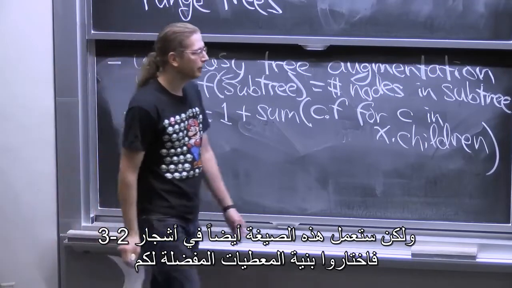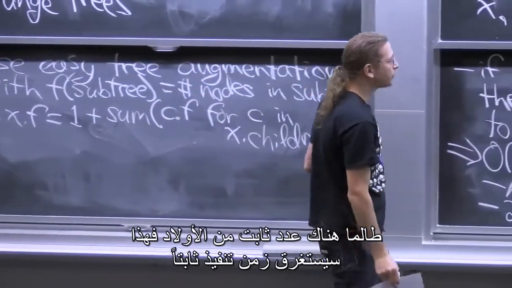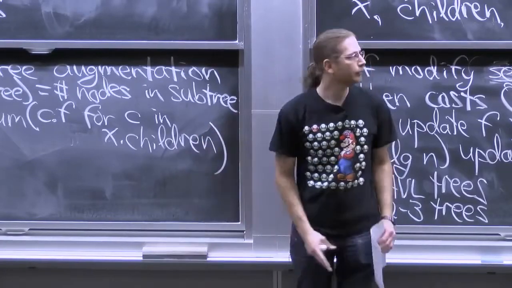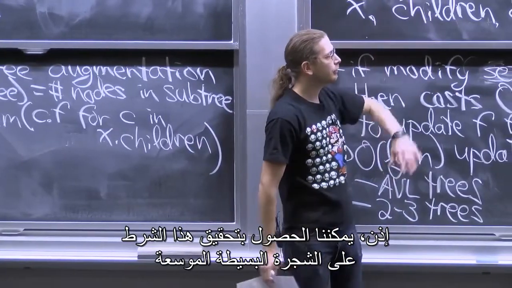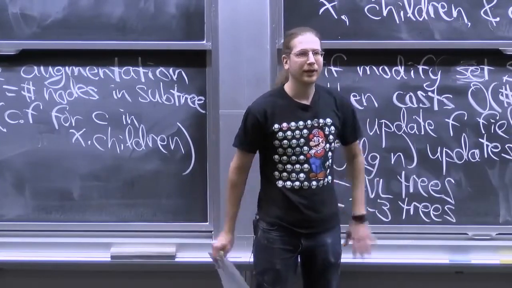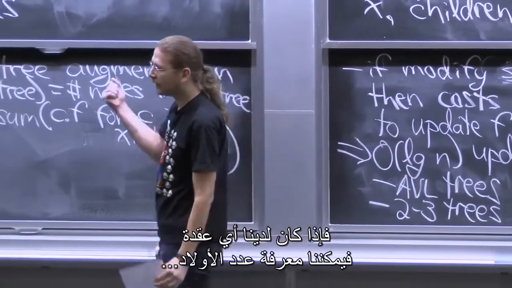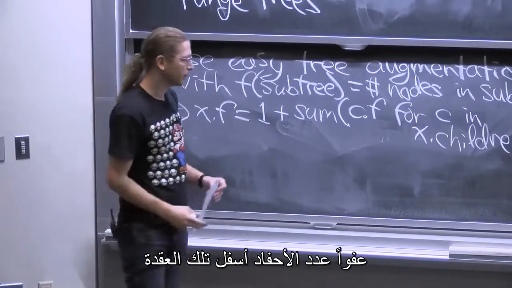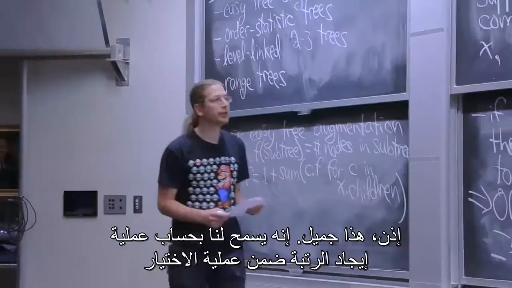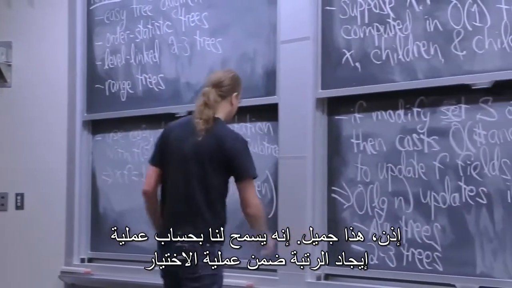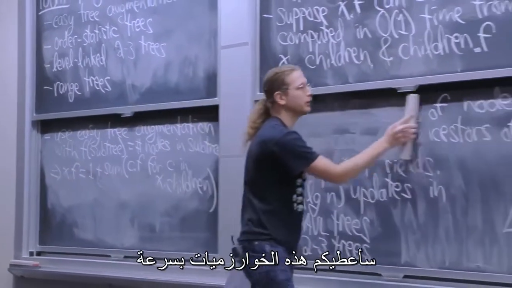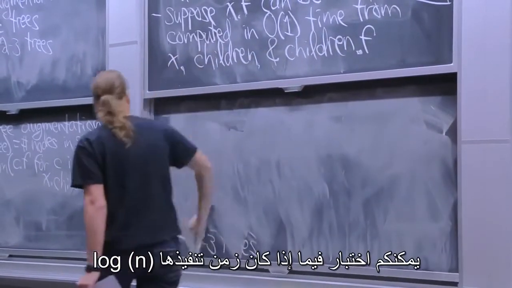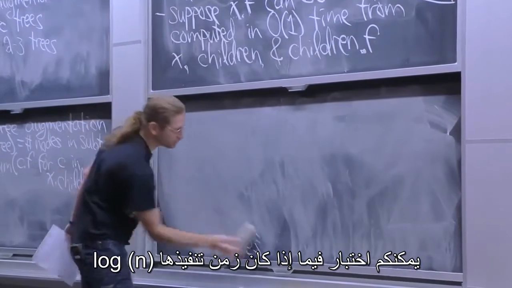Pick your favorite data structure. As long as there's a constant number of children, then this will take constant time. So we satisfy this condition, so we can do easy tree augmentation, and now we know we have subtree sizes. So given any node, we know the number of children, sorry, the number of descendants below that node. So that's cool. It lets us compute rank and select. I'll just give you those algorithms quickly. We can check that they're log n time.